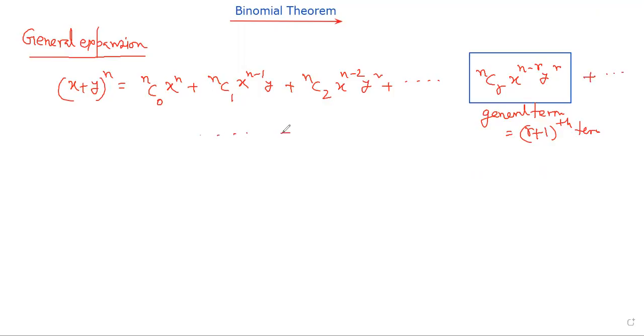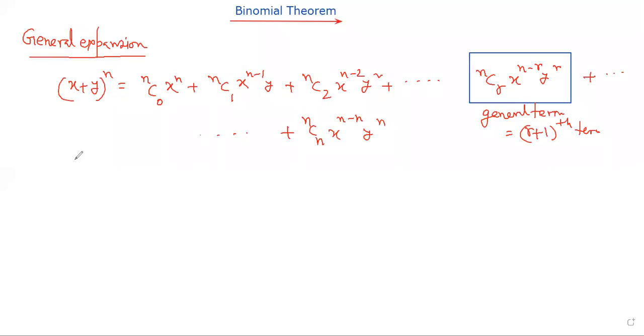What will be the last term? The last term will be nCn, x to the power n minus n, which is actually 0, y to the power n. And nCn is 1. So the entire part is nothing but 1 times y to the power n. This way, we can find the entire expression.